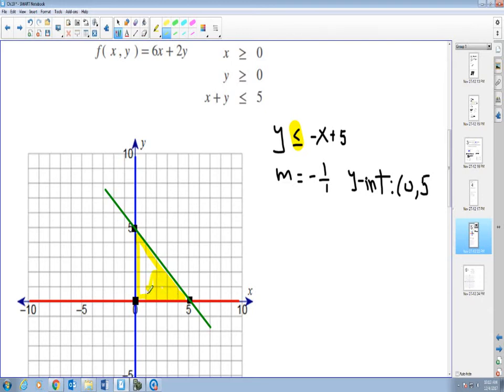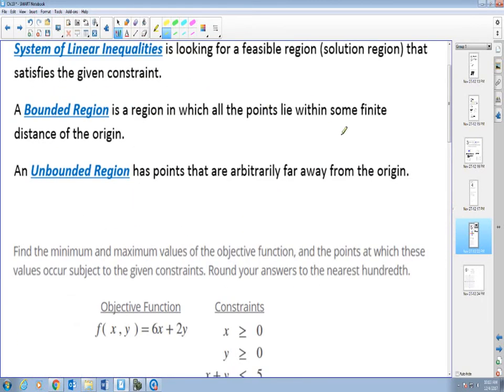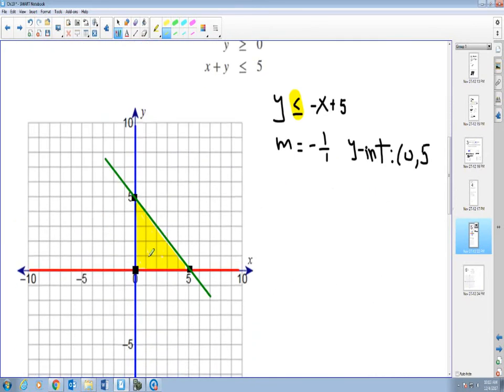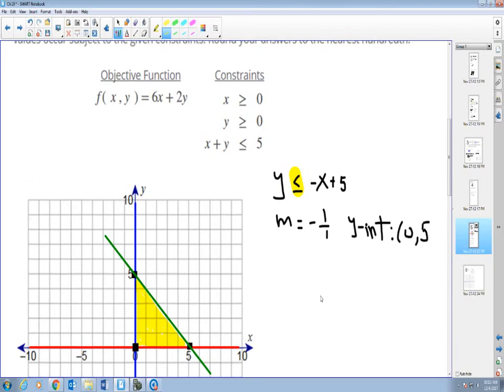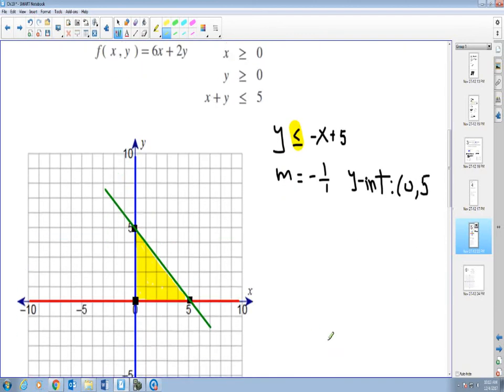Okay, I only got a finite number of points within the distance of the origin. These points are only so far from the origin. Okay, so I got 3 points of intersection within this bounded region. So where is my minimum, where is my maximum value occur at?